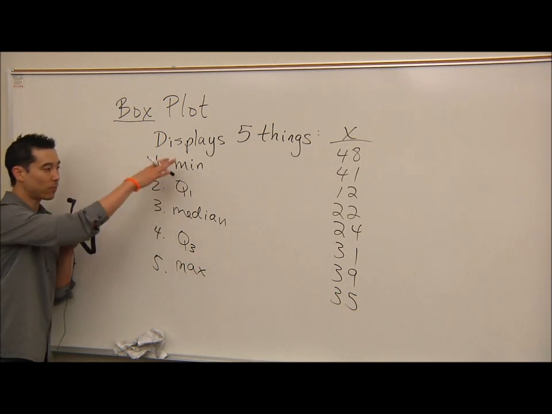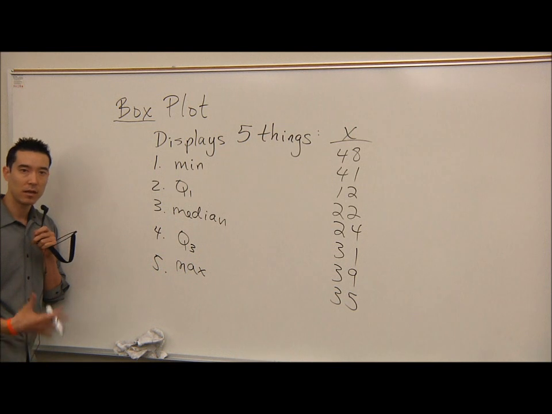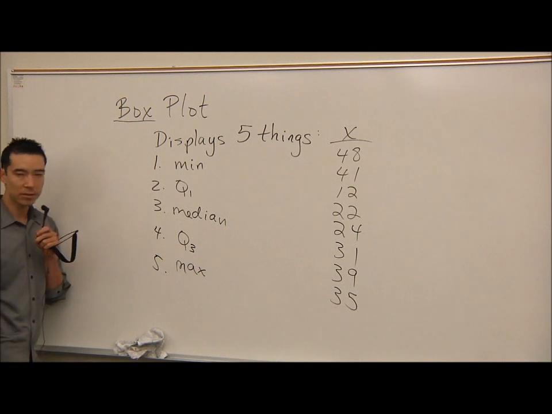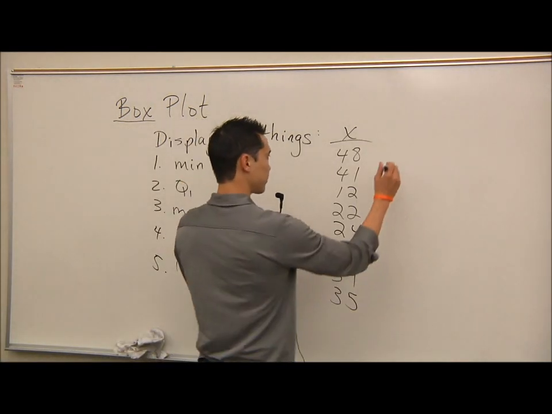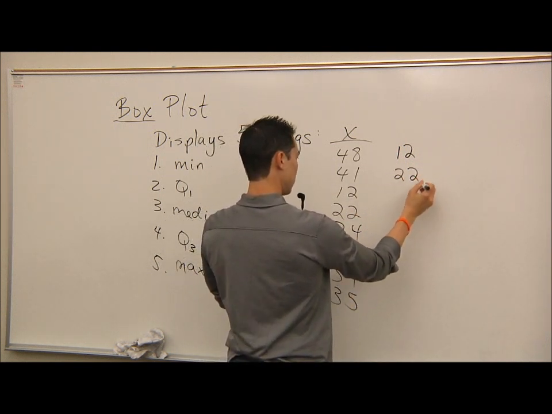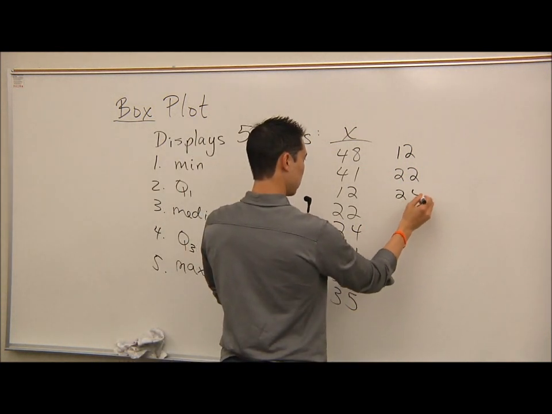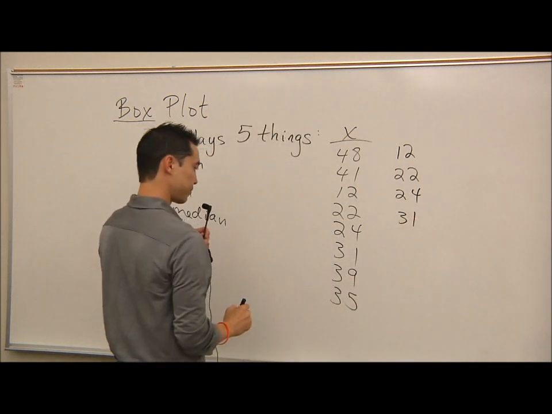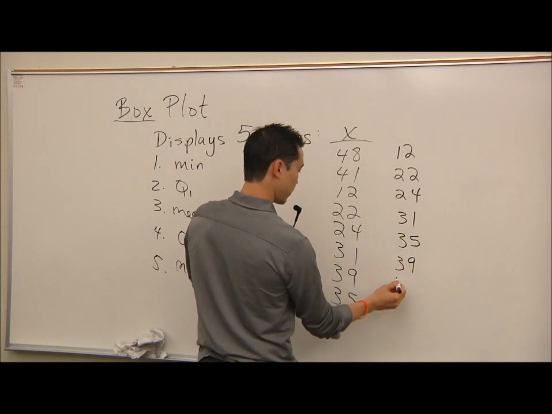So before I calculate these, it's probably a good idea to put that list in order, okay? Because you're going to have to find the median, you're going to have to find Q1 and Q3. So the first thing that I would recommend you do is go ahead and put that list in order, sort it from least to greatest, and then we can figure out what these 5 numbers are, okay? So take a second and do that. 12, 22 looks like, 24, 31, 35, 39, 41, 48.